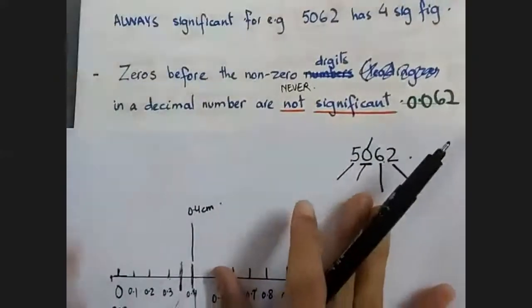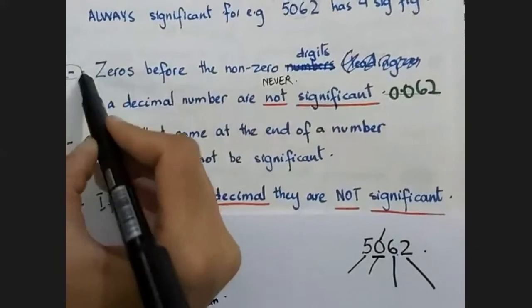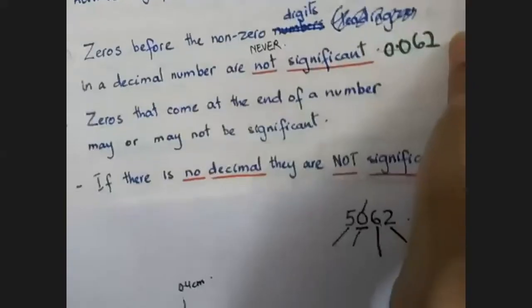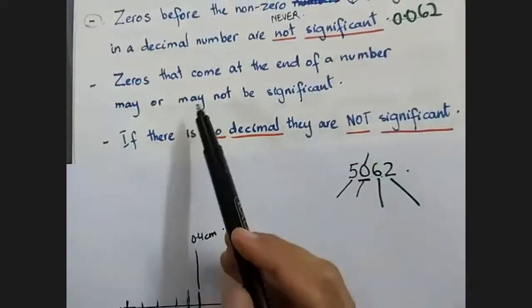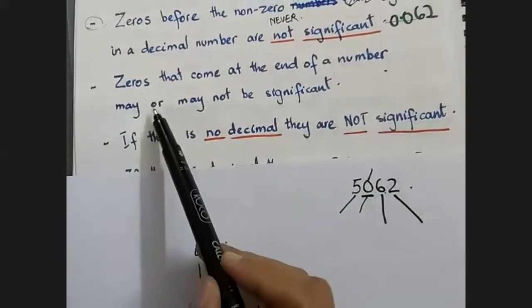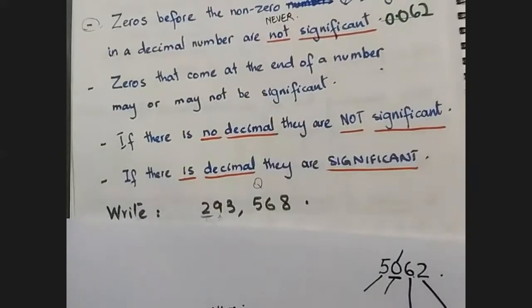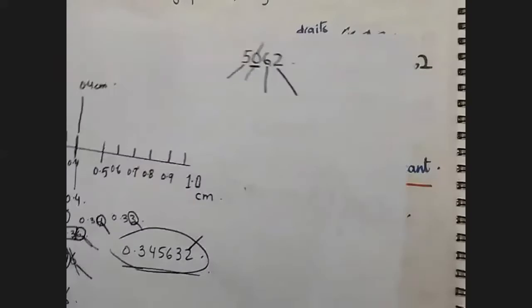Now, this one I will discuss afterwards because it is confusing. First, let's deal with the easy ones. Now, zeros that come at the end of a number may or may not be significant. The zeros that are at the end. Let me talk about this in a little more detail.